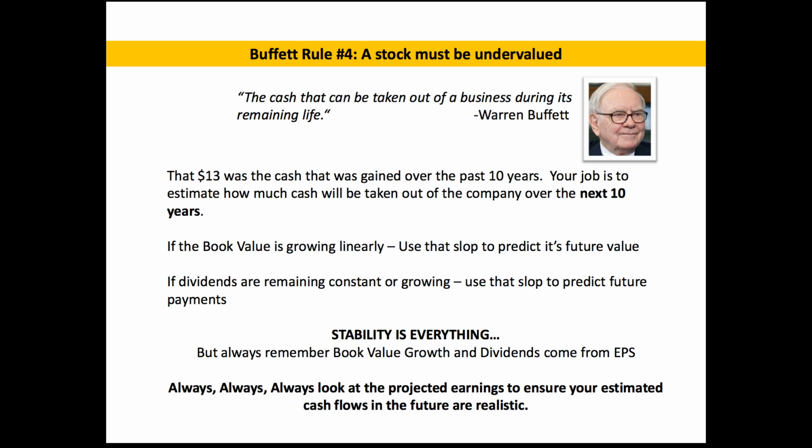So if the book value is growing linearly, use the slope to predict its future value. If the dividends are remaining constant or growing, use that slope to predict the future payments. And as you can see here, stability is everything. If you don't have something that's stable, how are you possibly going to be able to predict something like this? And the answer is you're not.